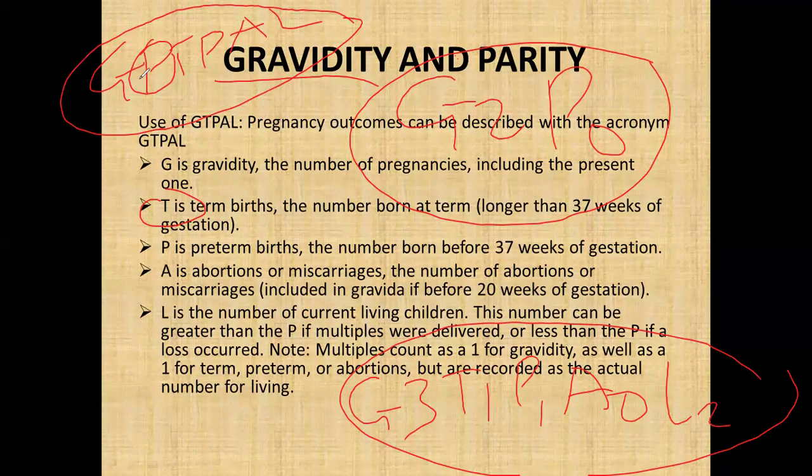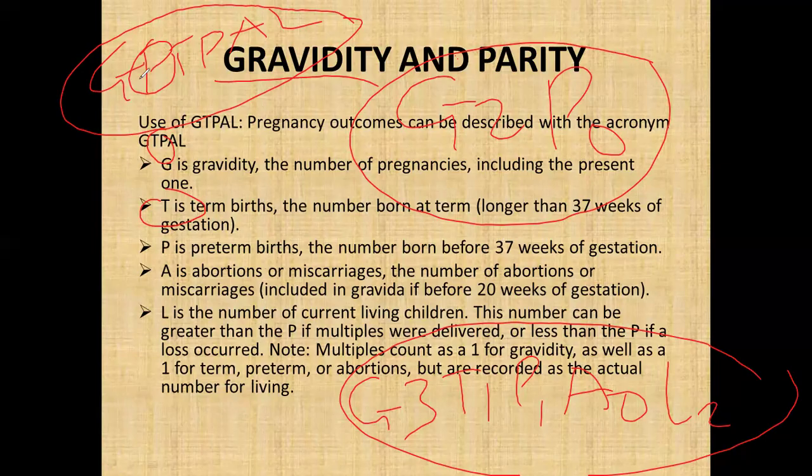The P you are seeing over here is preterm. That is preterm birth: the number of births that has occurred after 20 weeks of gestation but before 37. So listen to me, between 20 weeks and 37 weeks, any birth that occurs within that range is termed as a preterm.